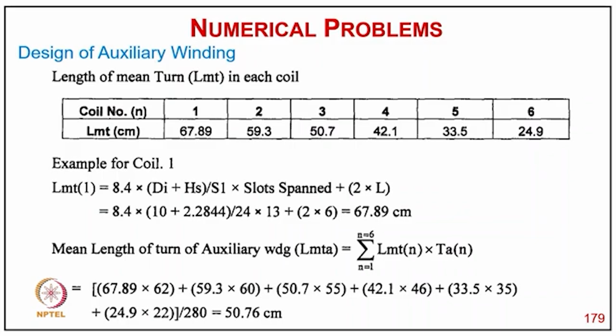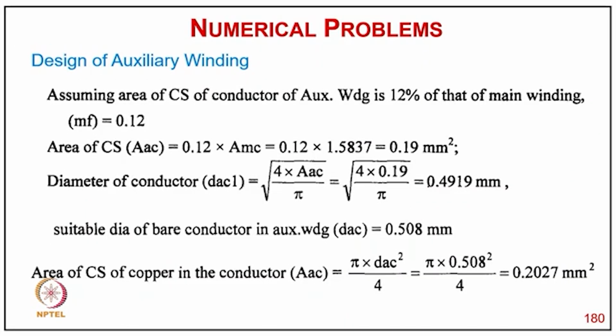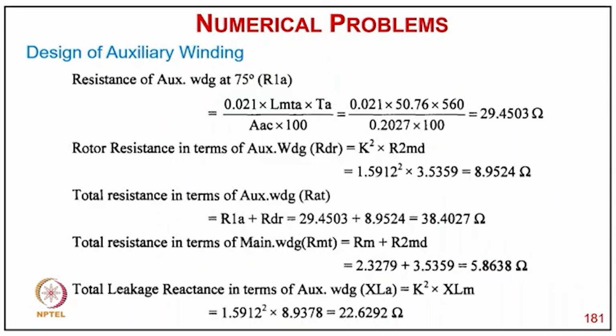For the first coil the relation is given here, and similarly you can calculate the auxiliary mean turn length, which comes to 50.76. So now, assuming the cross section area of conductor for the auxiliary winding is 12% that of the main winding of 0.2, this comes to 0.19 millimeter square, and the diameter of conductor is 1.04 into square root of a, which comes to 0.4919 millimeter, and a suitable bare diameter is 0.508 millimeter, and the area of cross section of copper in the conductor is pi d square by 4, which comes to 0.2027 millimeter square.